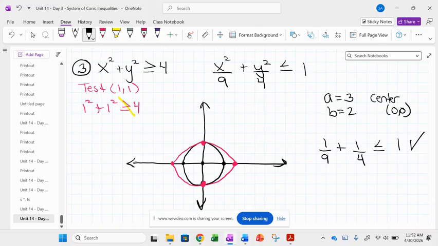So now I have to figure out where would they overlap? Where would outside the circle and inside the ellipse overlap? Wouldn't it be right here? So that is my solution set. All right, I'm going to have you try one on your own and then we're done.